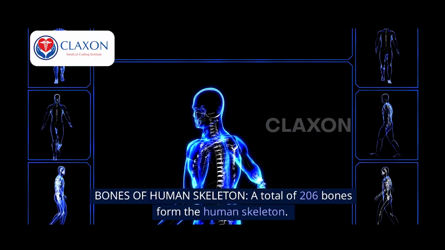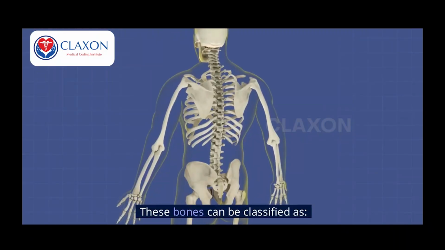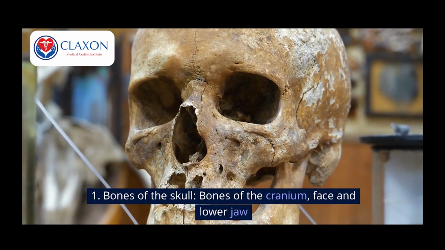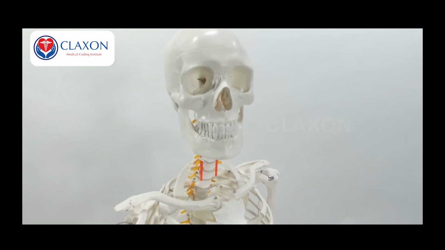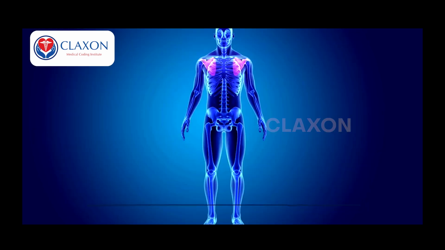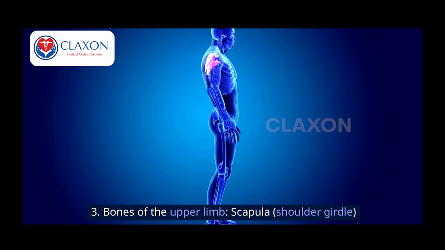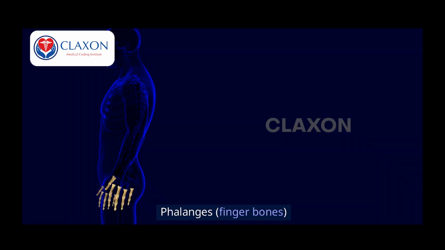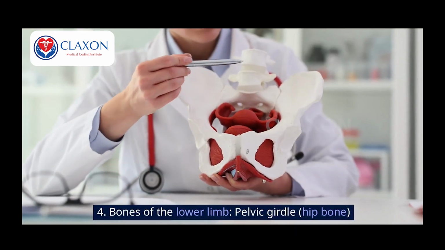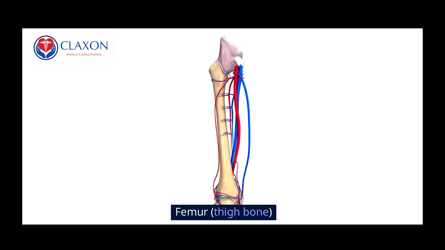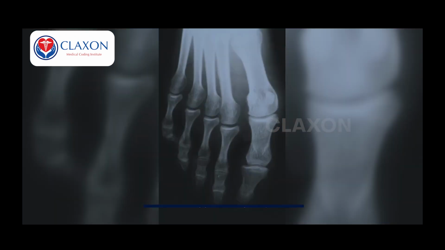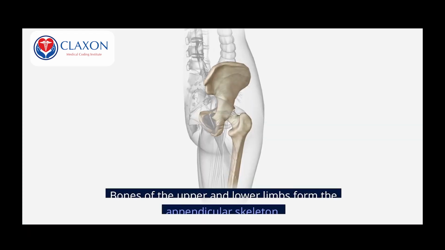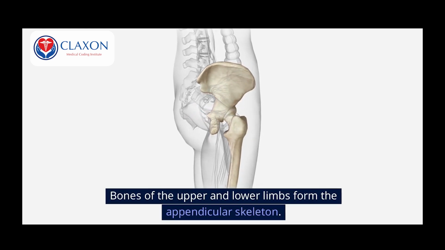Bones of the human skeleton. A total of 206 bones form the human skeleton. These bones can be classified as: 1. Bones of the skull: bones of the cranium, face and lower jaw. 2. Bones of the trunk: ribs, sternum, vertebral column. 3. Bones of the upper limb: scapula, shoulder girdle, humerus, arm bone, radius and ulna, forearm bones, phalanges, finger bones. 4. Bones of the lower limb: pelvic girdle, hip bone, femur, thigh bone, tibia and fibula, leg bones, metatarsal bones, foot bones. Bones of the skull and trunk form the axial skeleton. Bones of the upper and lower limbs form the appendicular skeleton.